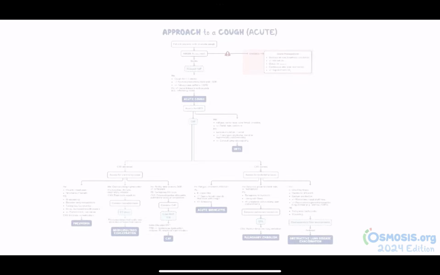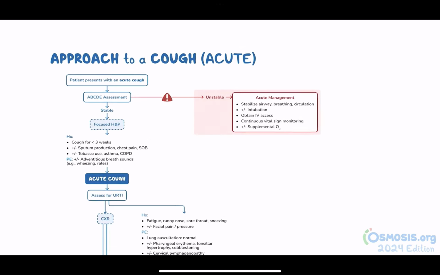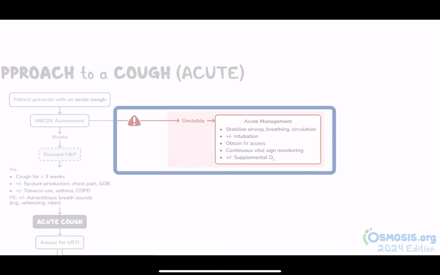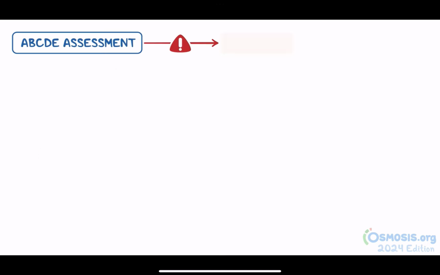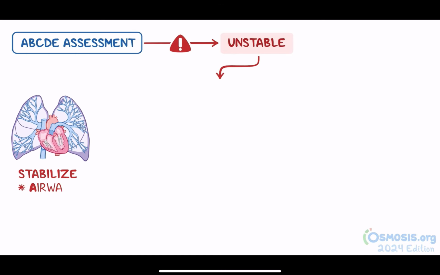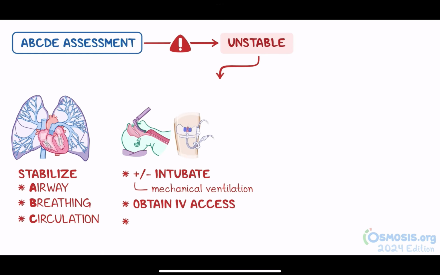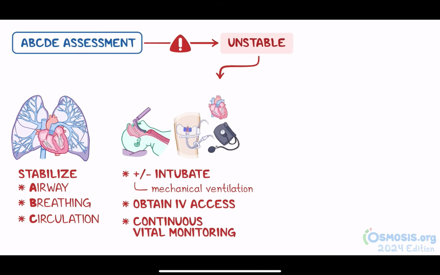Okay, if your patient presents with an acute cough, you should first perform an ABCDE assessment to determine whether your patient is unstable or stable. If they're unstable, stabilize their airway, breathing, and circulation, which might require intubation and mechanical ventilation. Next, obtain IV access and put your patient on continuous vital sign monitoring, including blood pressure, heart rate, and pulse oximetry. Finally, if needed, don't forget to provide supplemental oxygen.